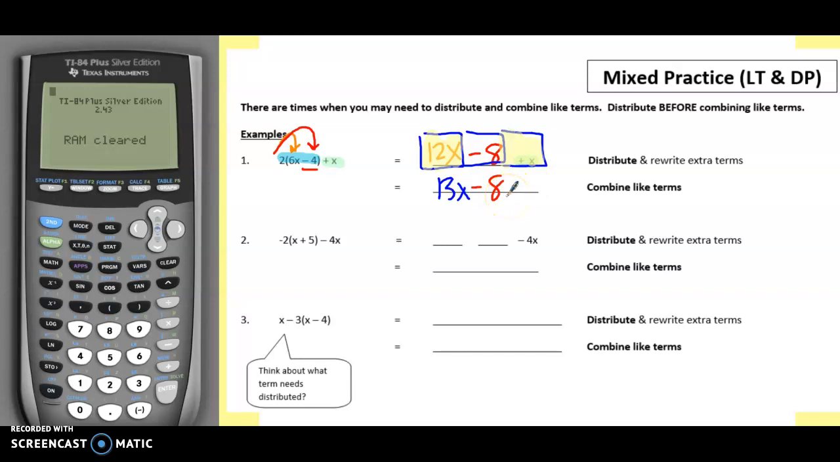From there, that's all we can do, guys. It is just an expression. I'm not solving. I cannot put these together further because one has an x and one has a regular integer value, not like terms. All right, let's take a look at number 2.